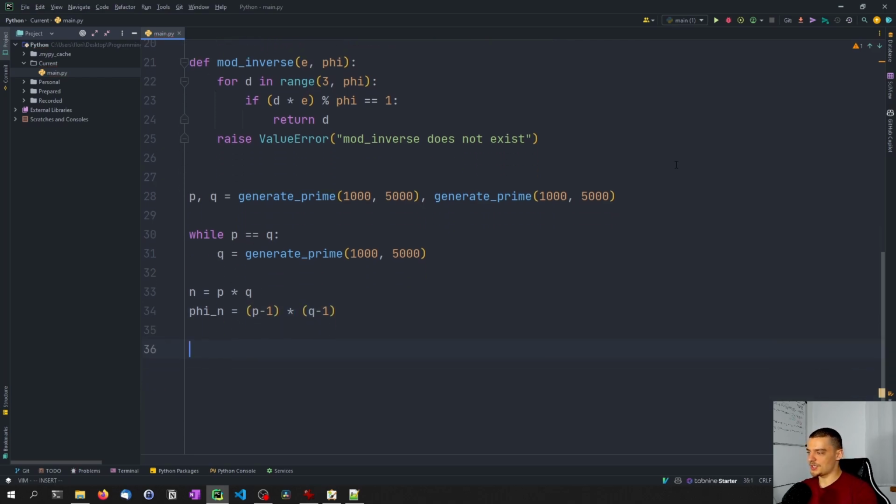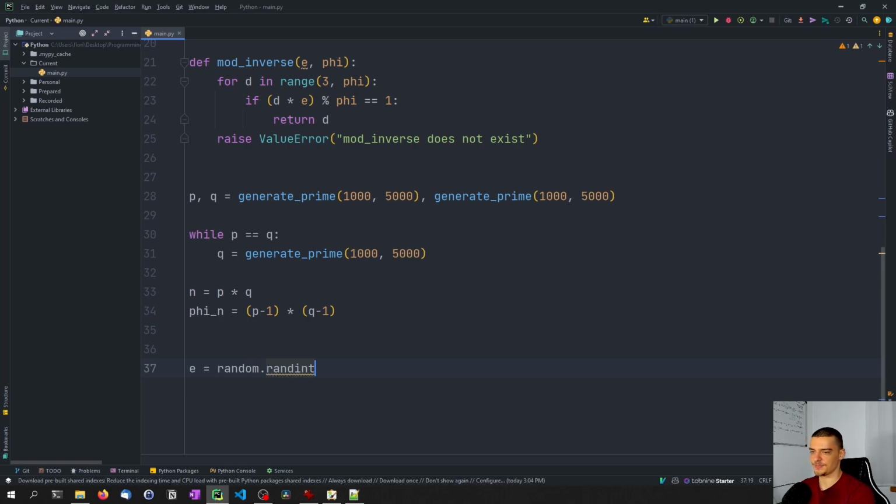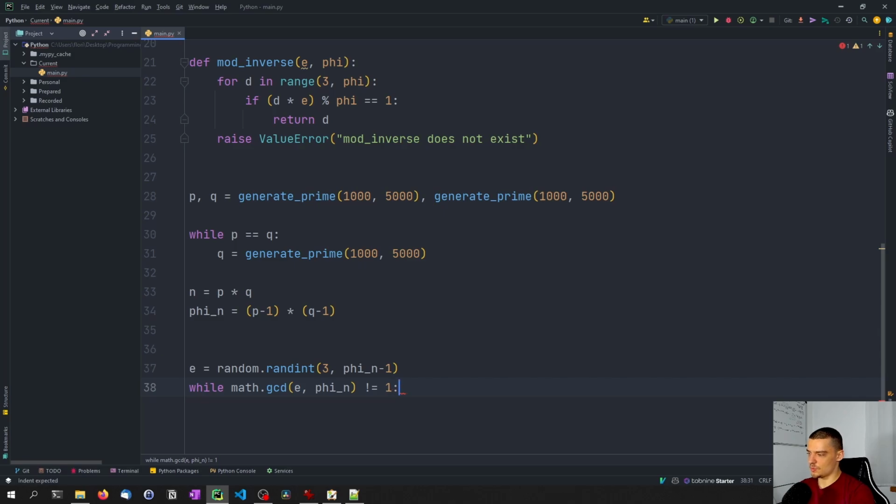And then all we need to do here is we need to say e equals random.randint. We're going to start with 3 and phi of n minus 1. And then we're going to say while math.gcd, greatest common divisor, of e and phi of n is not equal to 1. So as long as they're not coprime, we're going to just generate another e.